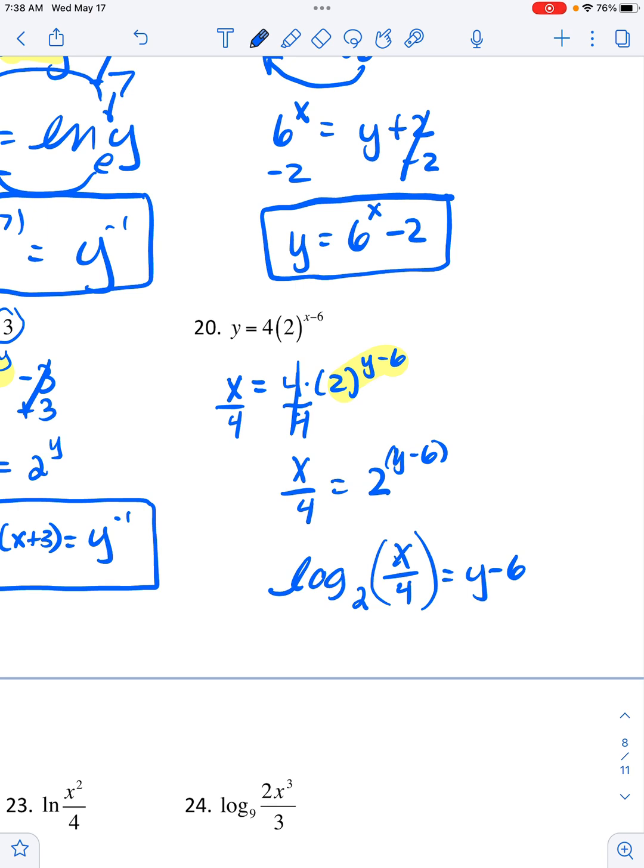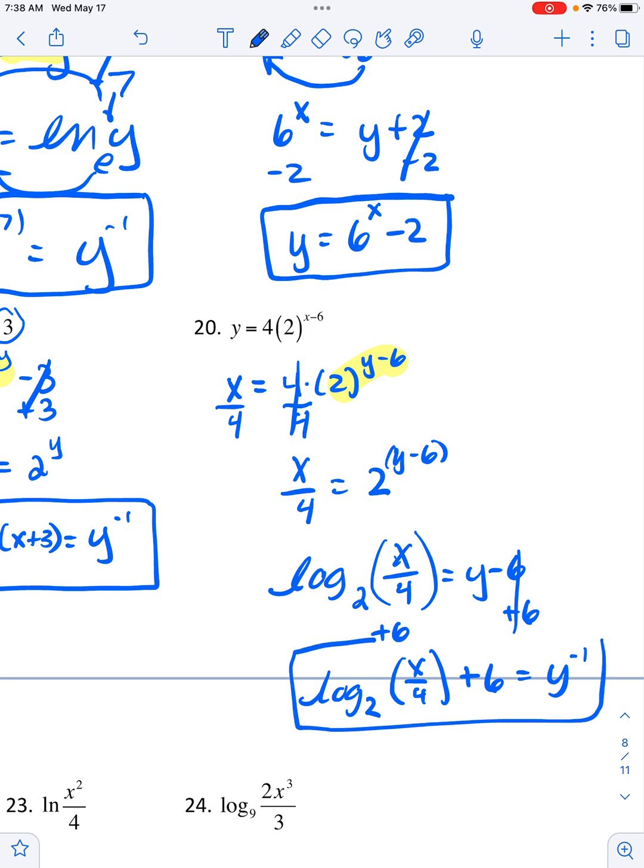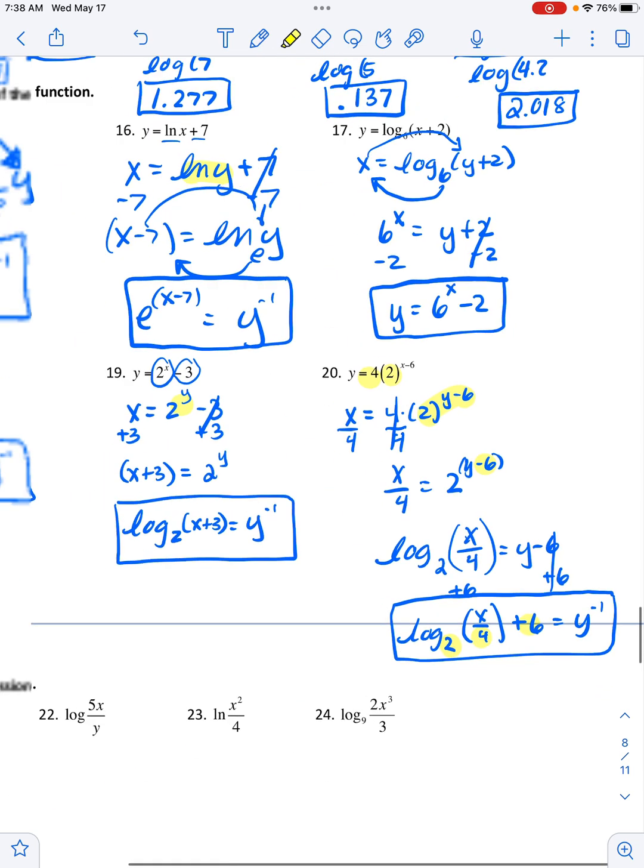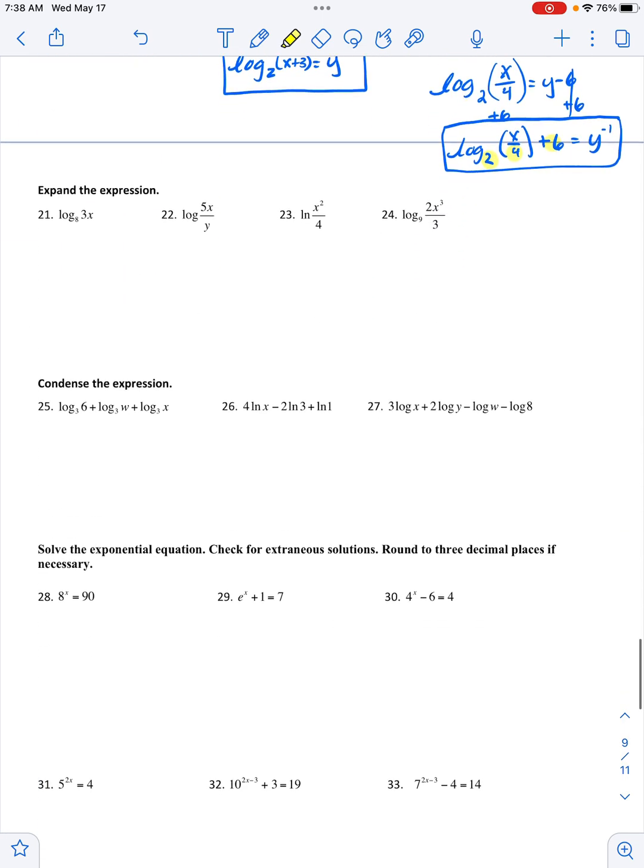I'm trying to get y completely alone, so I'm going to add 6. So in the end, I have log base 2 of x over 4, and then a plus 6 equals just y, and then I'm done. And when you're finished, you can always look and be like, hey, this had a -6, I have a +6. The original problem was multiplied by 4, I'm dividing by 4. This had a power of base 2, I have a log of base 2. So you are getting everything that you should get.